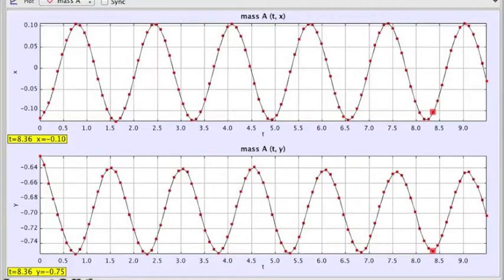In response to lab question 2, these are the two oscillation graphs. The period of oscillation for x is 1.6375 seconds, and the period of oscillation for y is 1.52 seconds. There is a difference of 0.1175 seconds.